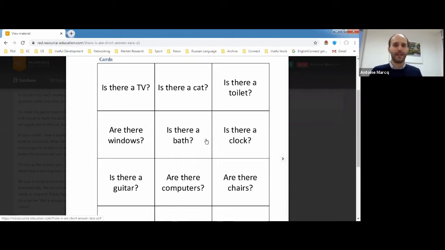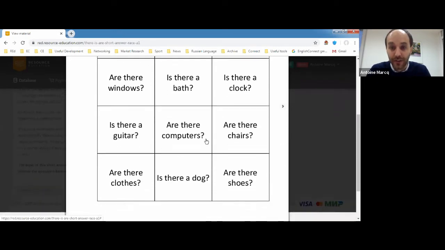I'm gonna time myself how fast I can do this. Okay. Ready, Antoine? Ready, steady, go. Is there a TV? Yes, there is. Is there a cat? Yes, there is. Is there a toilet? No, there isn't. Are there windows? Yes, there are. Is there a bath? No, there isn't. Is there a clock? Yes, there is. Is there a guitar? No, there isn't. Are there computers? No, there aren't. Are there chairs? Yes, there are. Are there clothes? Yes, there are. Is there a dog? Yes, there is. Are there shoes? No, there aren't.